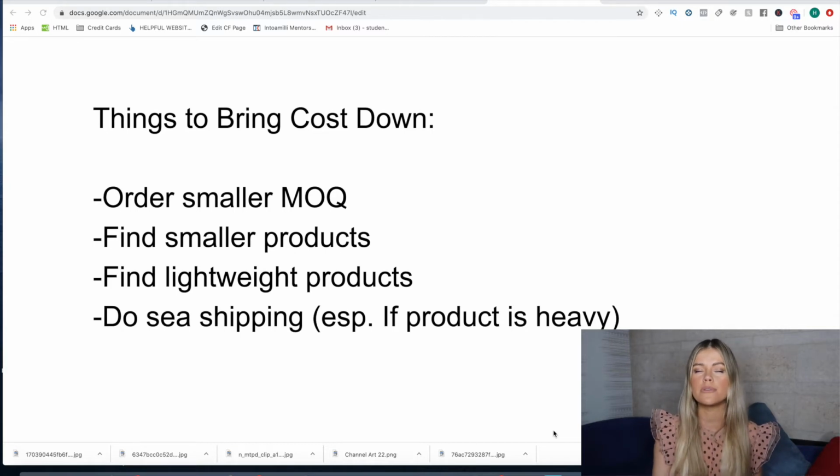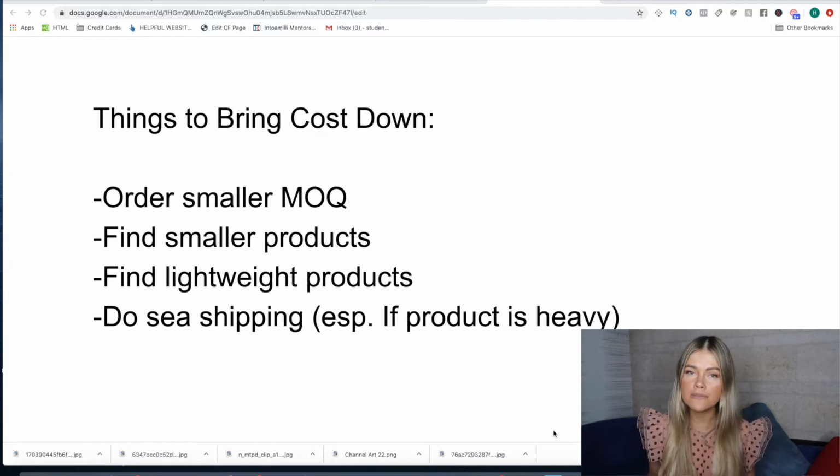Keep in mind, this will be limiting you to other products that are around, but the good thing is you can work with the budget you have and put certain parameters during your product research that will only show you smaller and more affordable products, so you don't have to spend too much money on inventory. Then lightweight products, the reason for this is that you can save a lot on shipping.